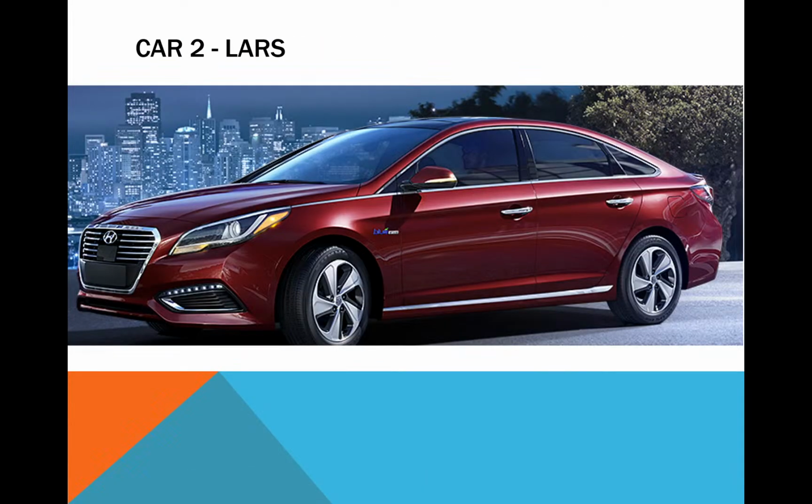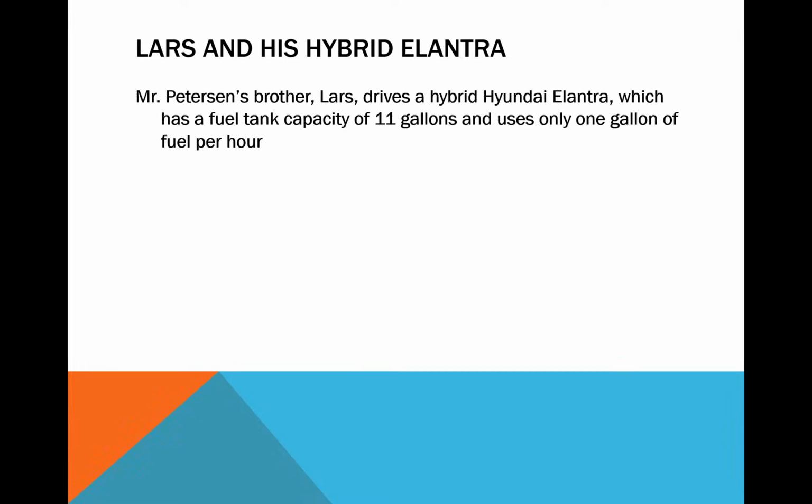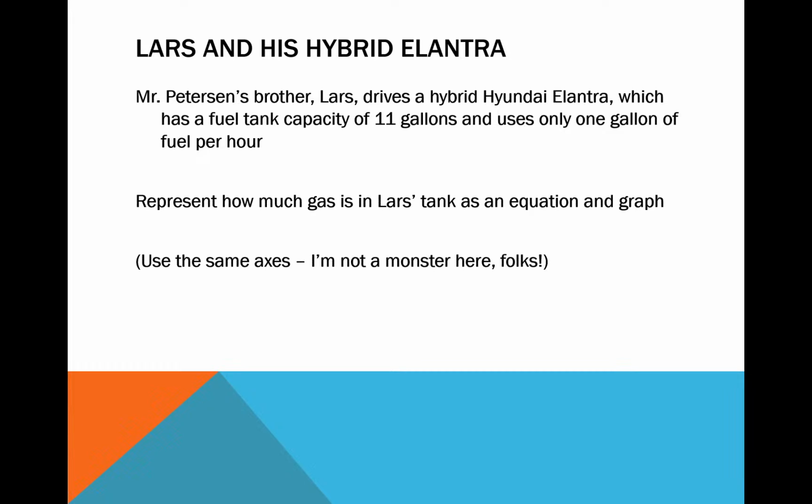Car number 2, Lars. Lars and his hybrid Elantra. Lars is my brother. Mr. Petersen's brother, Lars, drives a hybrid Hyundai Elantra, which has a fuel tank capacity of 11 gallons and uses only 1 gallon of fuel per hour. Represent how much gas is in Lars's tank as an equation and a graph. Put it on the same coordinate plane.